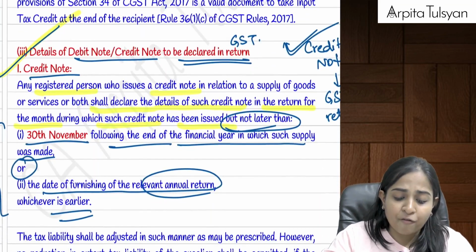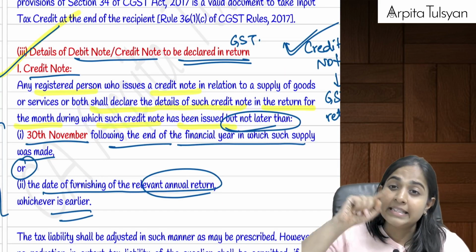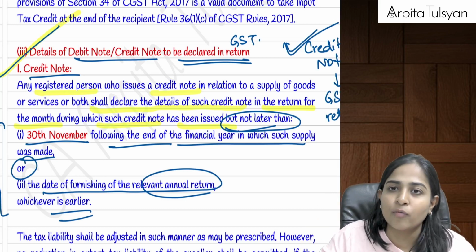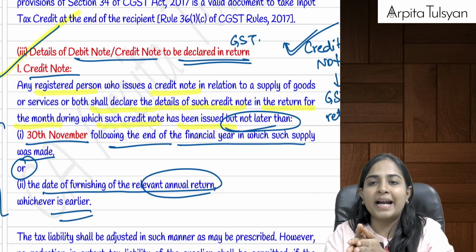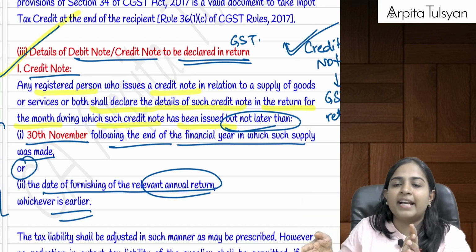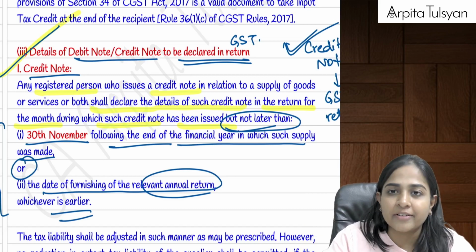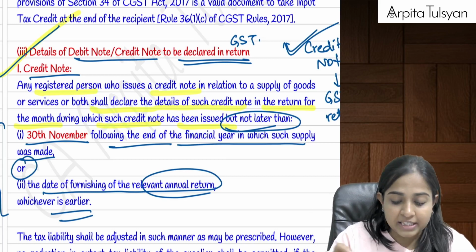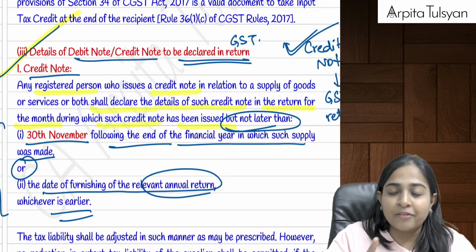What is the time period for declaring the credit note and debit note in the return? Credit note should be declared in the GST return in the same month in which the credit note was issued, but not later than 30th November following the financial year in which the supply was done, that is, 30th November of the succeeding financial year of the supply, or before filing the annual return, whichever is earlier. Before this particular date, the credit note should be disclosed in the GST return. If the credit note is not disclosed in the GST return, then it will not affect your tax liability.